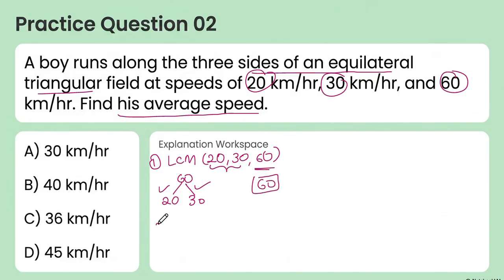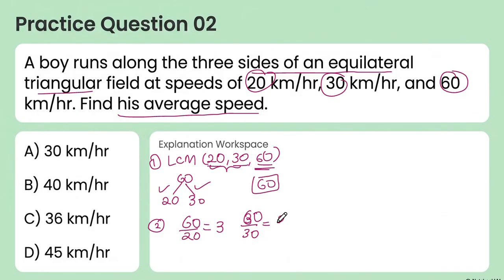Now the second step, find out the total time. If we divide the LCM, which is 60, by each number 20, 30 and 60, what will we get? 60 by 20: 2 threes are 6, so the answer is 3. Then 60 by 30.